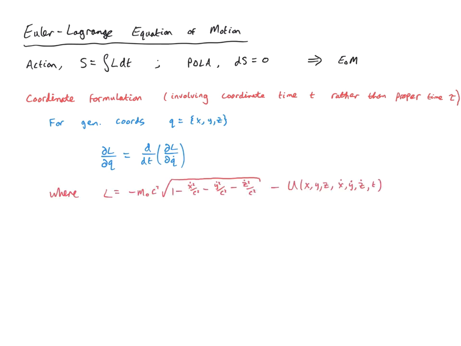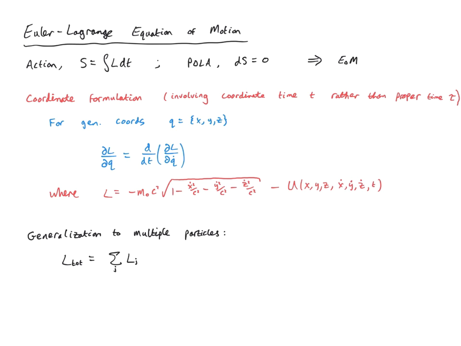In this expression, we simply use the relativistic Lagrangian, which for a single particle in three-dimensional space, using these generalized coordinates, is minus m0 c squared times the square root of 1 minus x dot squared upon c squared, minus y dot squared upon c squared, minus z dot squared upon c squared. And then from that, we simply subtract the generalized potential, which could in principle be a function of the generalized coordinates, velocities, and also time.